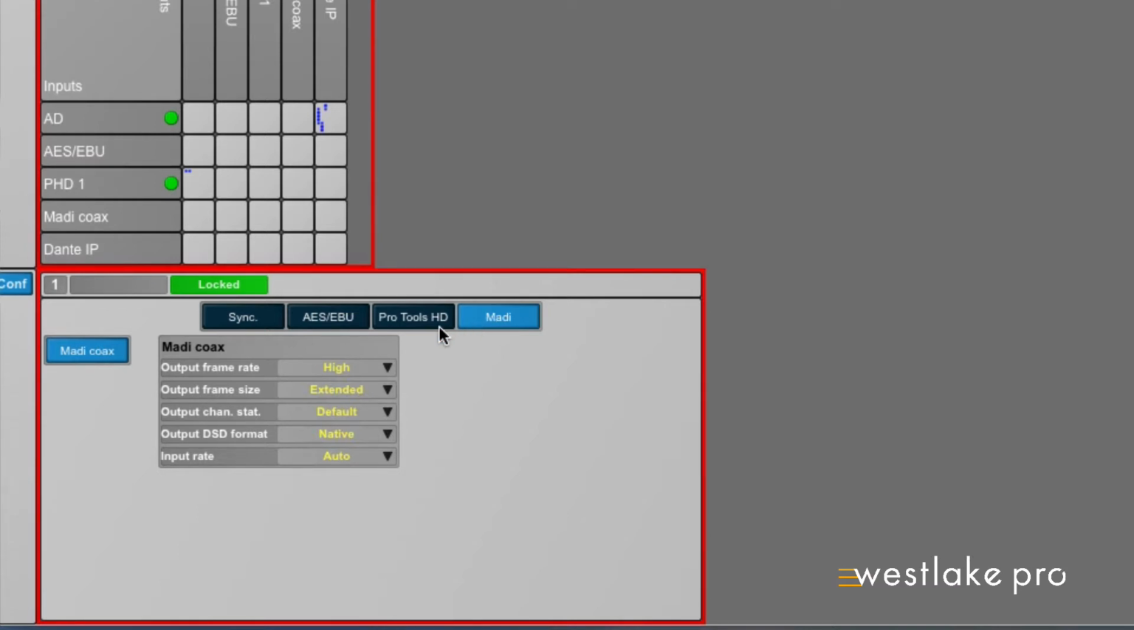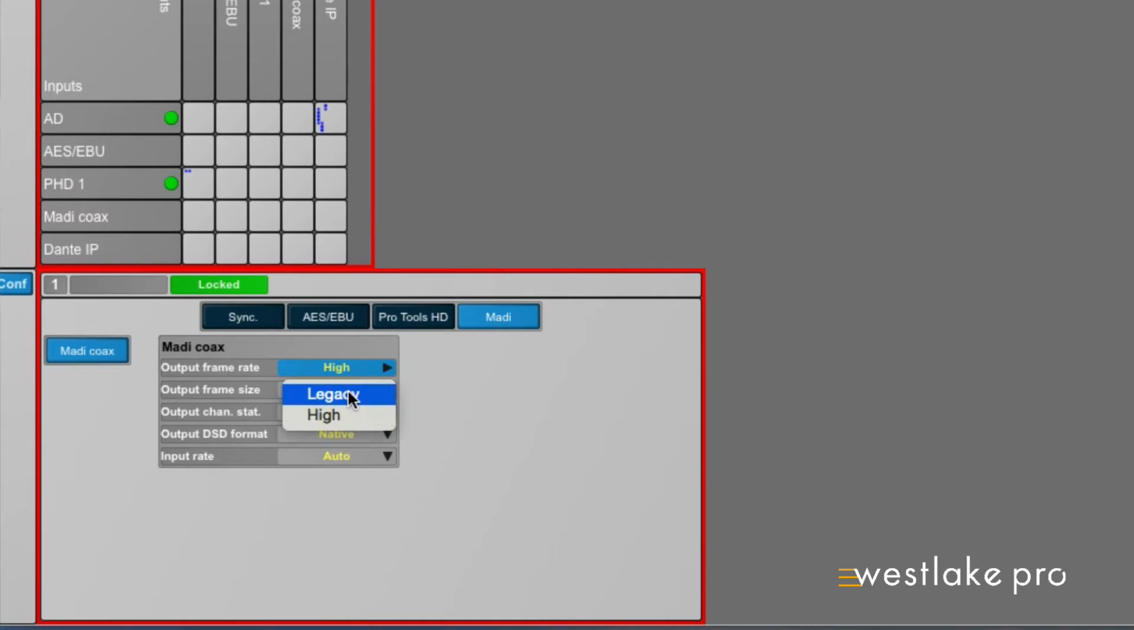The Coax settings refer to the built-in MADI Coax stream, and the Module settings refer to any MADI SFPs installed to be configured. The built-in MADI Coax interface can be configured for compatibility with different implementations of MADI. Frame rate can be set to legacy or high, but only if the sample rate is higher than 48 kHz. If the sample rate is 44.1 kHz or 48 kHz, the frame rate is always legacy.